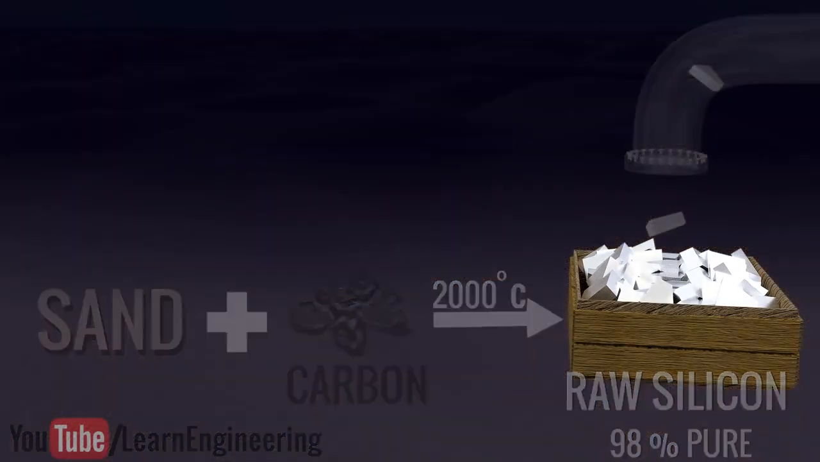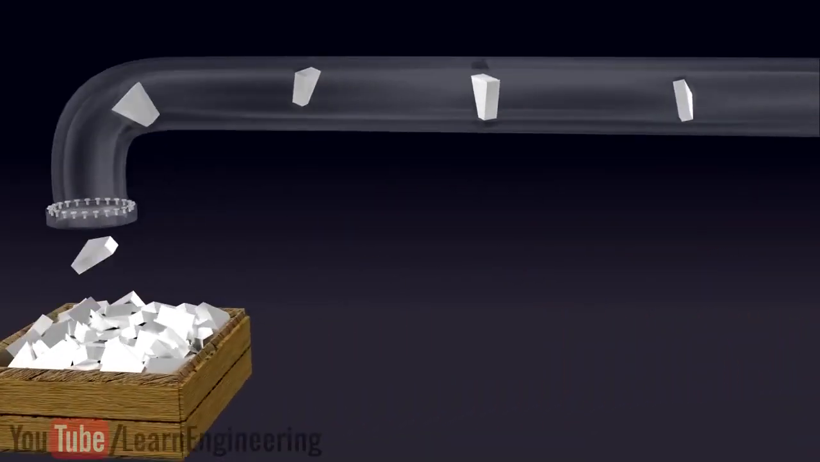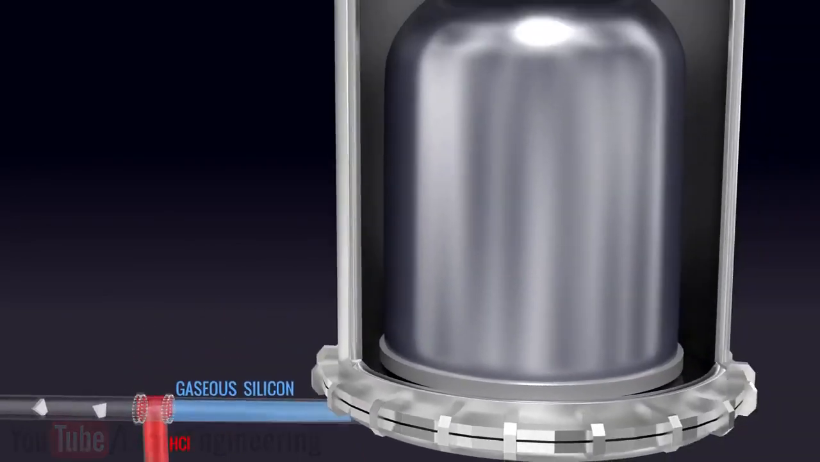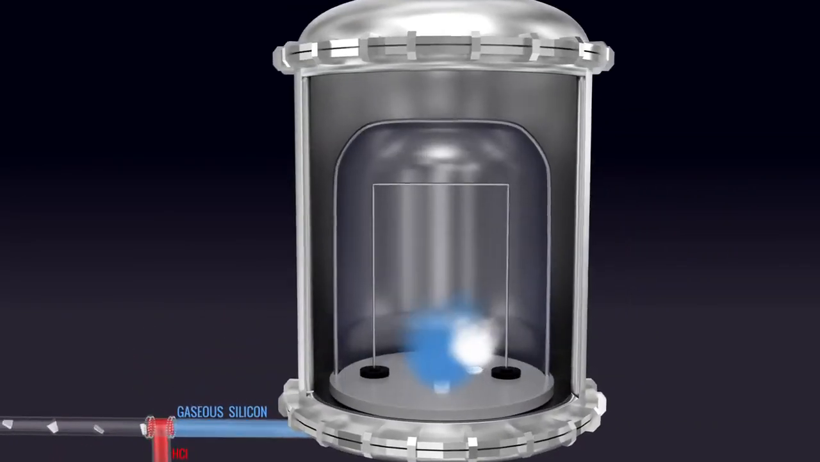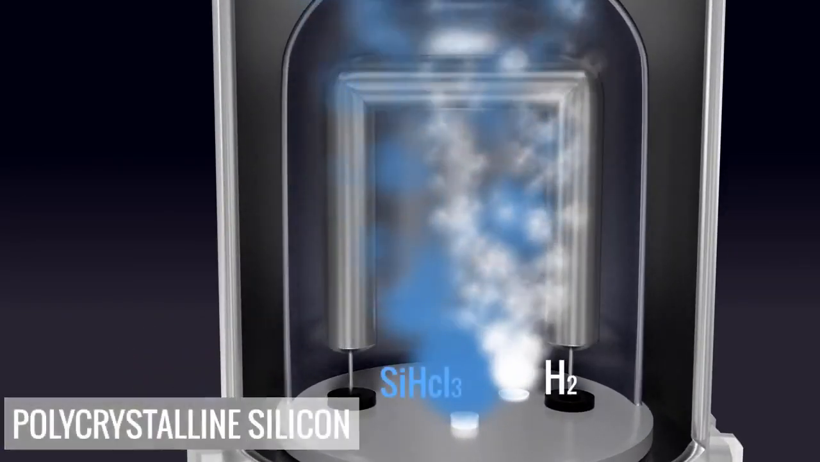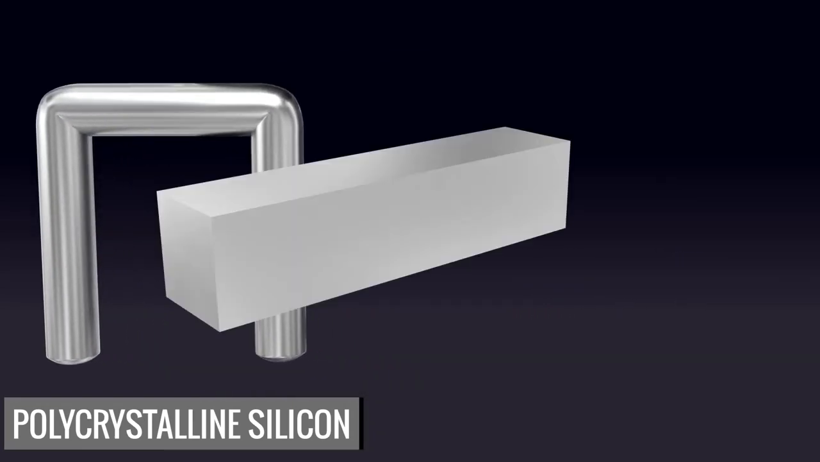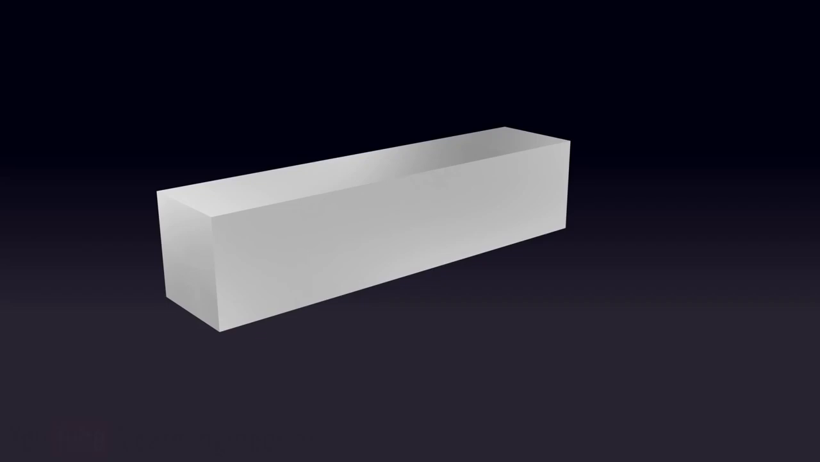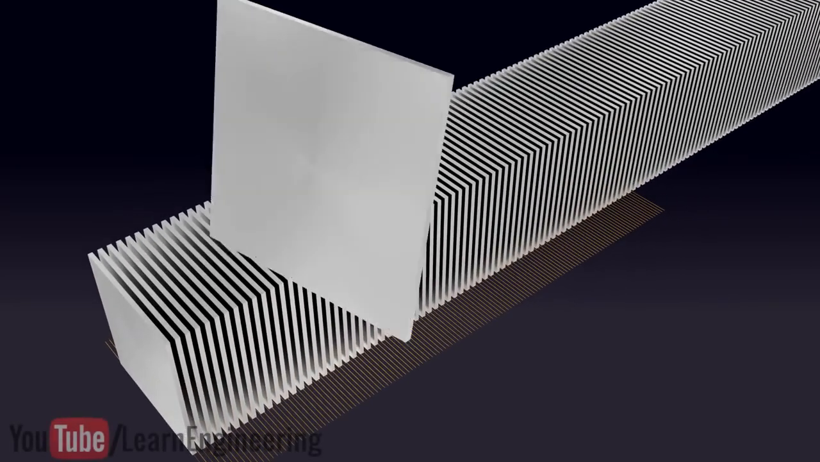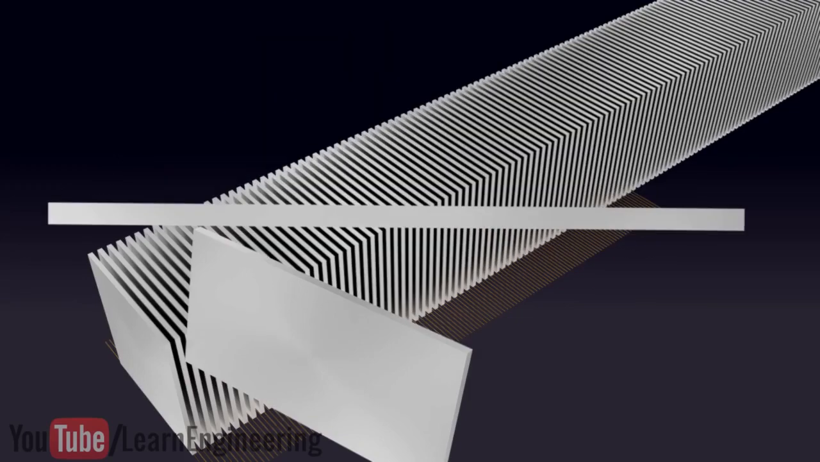The raw silicon gets converted into a gaseous silicon compound form. This is then mixed with hydrogen to get highly purified polycrystalline silicon. These silicon ingots are reshaped and converted into very thin slices called silicon wafers. The silicon wafer is the heart of a photovoltaic cell.